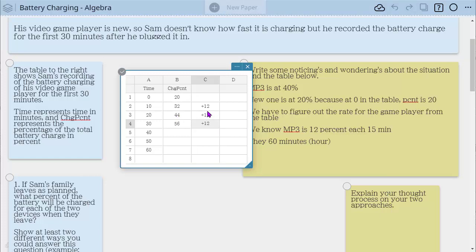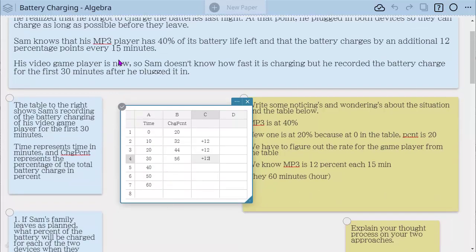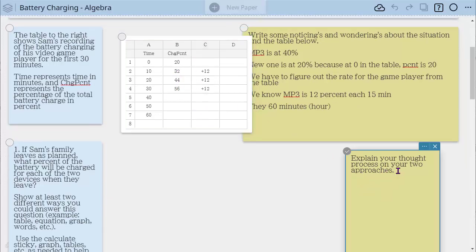So it looks like the pattern for the game player is also 12%, but it's every 10 minutes and not every 15 minutes. So what have I just noticed? I've noticed a different rate. So I could say here, rate for the game is 12 over 10, right? And we already know that the rate for the MP3 is 12 over 15. So which one's charging faster? Well, obviously, if you're going to 12 and 10, you're going faster. So right now, what have we noticed? The game is going faster.